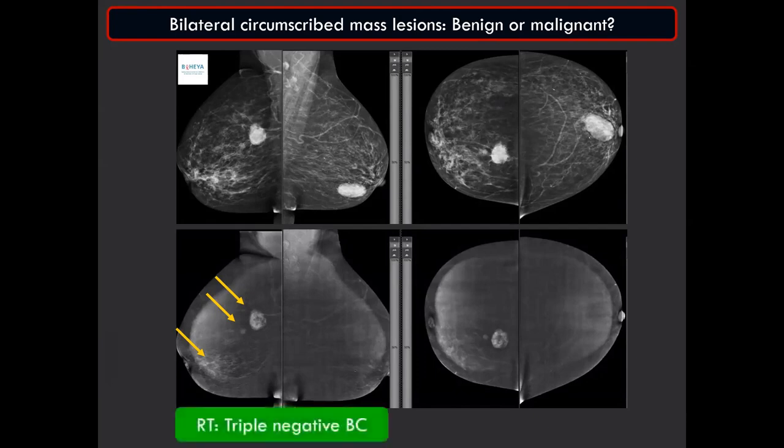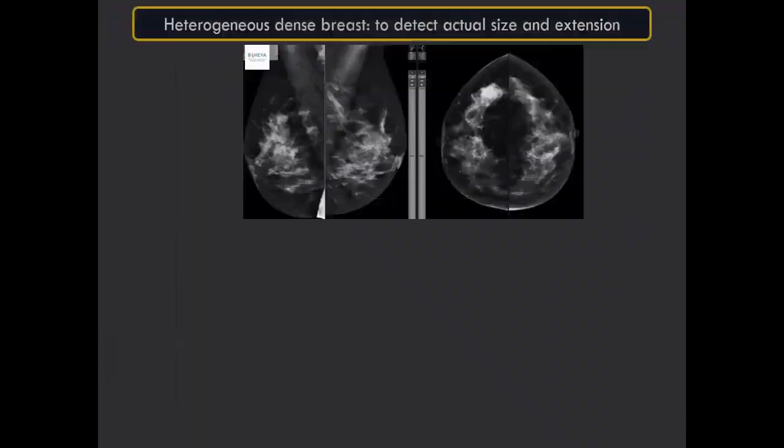A biopsy was taken, and this was a triple negative breast cancer. While looking at the left breast mass lesion, it did not show any contrast uptake, and as we have just said, a non-enhancing lesion on contrast mammography is usually benign, and this was a fibroadenoma.